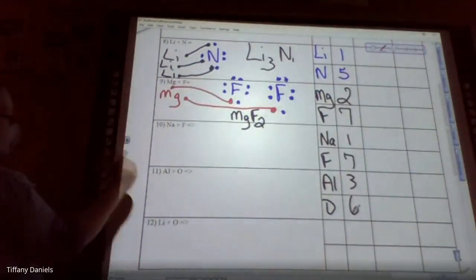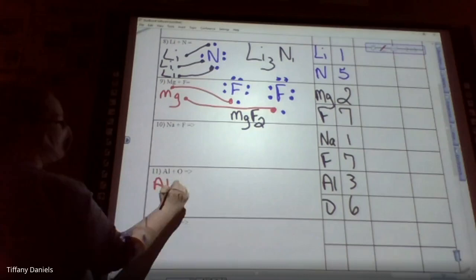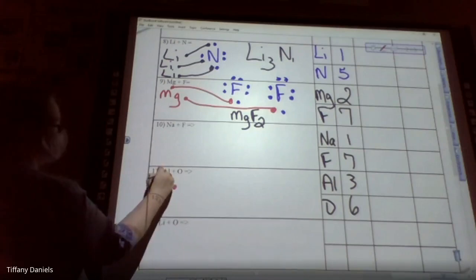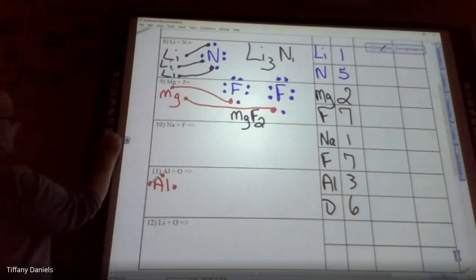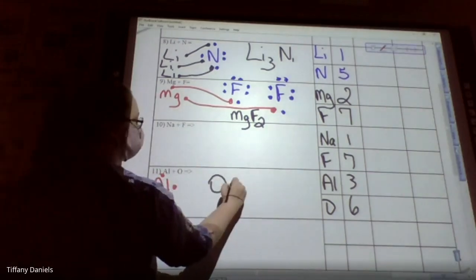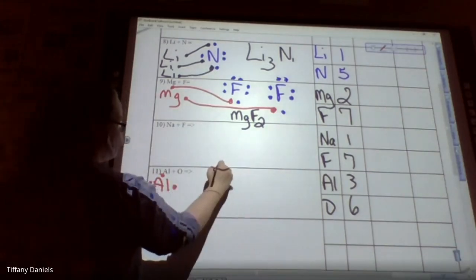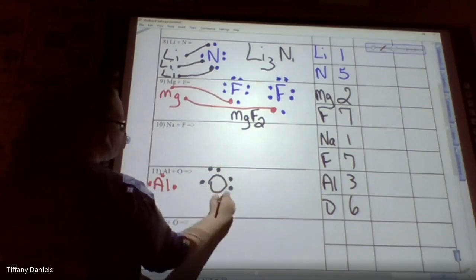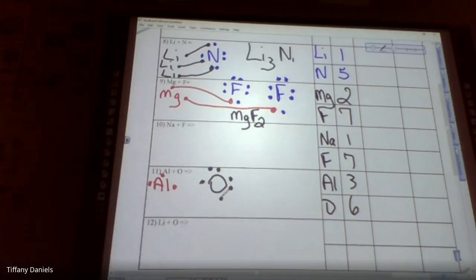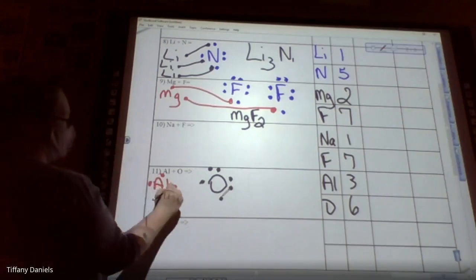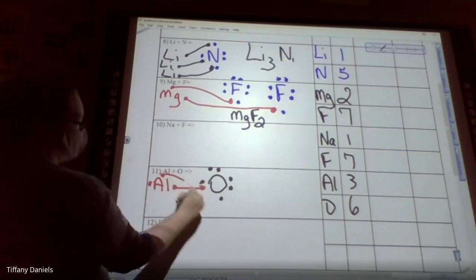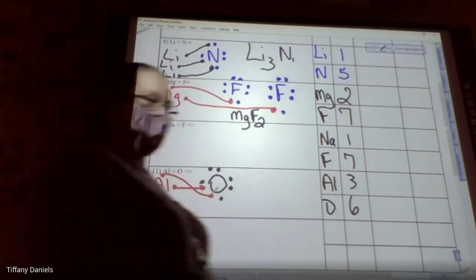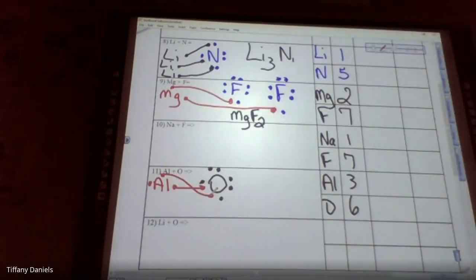Okay. So aluminum has 3 dots. Oxygen has 6 dots. Okay, so if we move 2 aluminum electrons, add another oxygen, and then add another aluminum, and then move 2 to the oxygen, and then make another one.